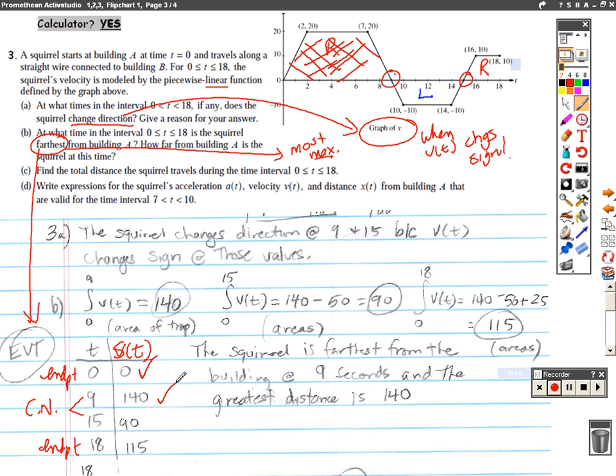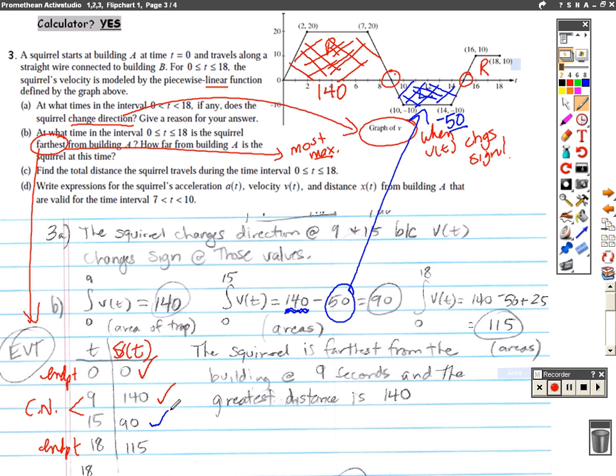Now, if I want to know where the squirrel is at 15, I'm going to take the area that I got in here, which was 140, and I'm going to find the area of this region, which is negative, because the squirrel's going back to the left. And in that region, you can see that from 0 to 15, I start out with the 140 that I had at 9, went back to the left for 50, and the way that I got that 50, that was the area of that trapezoid. And so at that time the squirrel is at 90.